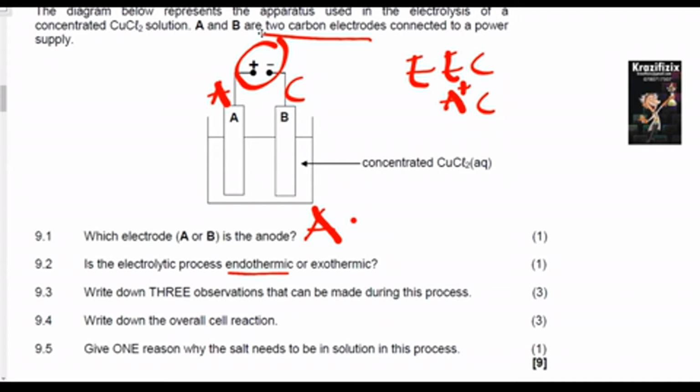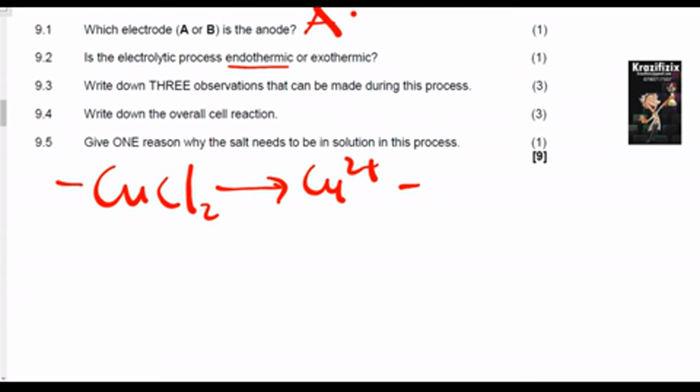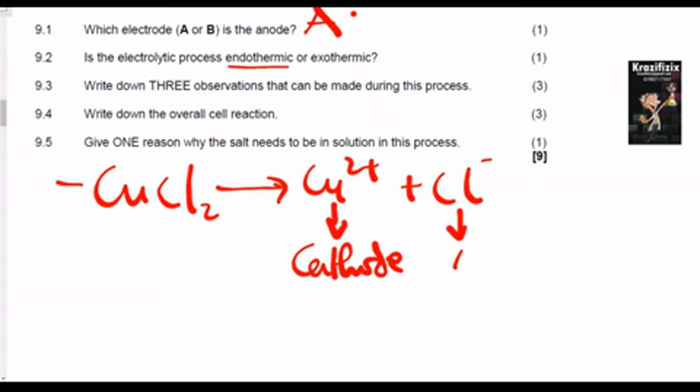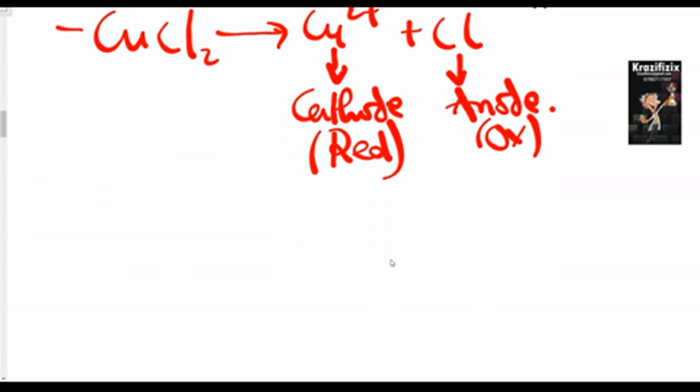Write down 3 observations that can be made during this process. All right, since we are using carbon, what's going to happen? Let's quickly explain. You have CuCl2. It breaks down into Cu2+ and Cl-. Okay, before we write down the answer, let's understand. This ion would run to the cathode, and this one will run to the anode. There will be oxidation here, and there will be reduction there.